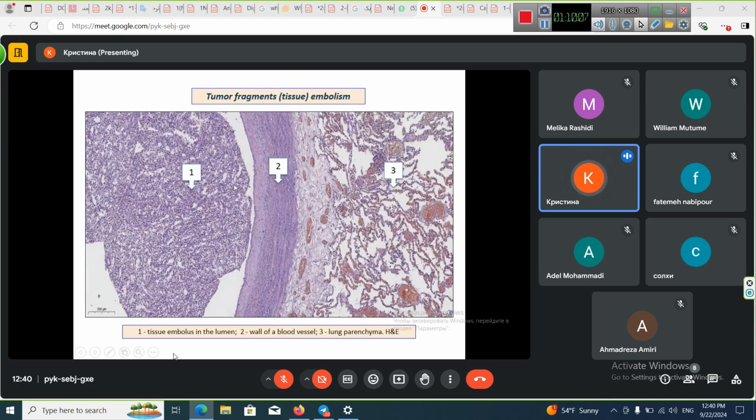The same at high magnification. Number two shows us the wall of the blood vessel. Number one shows tissue embolus in the lumen. You see here no attachment of the tumor to the blood vessel wall. Number three shows us the parenchyma of lung. Still rather normally looking because the alveoli are not filled with any tissue, they are filled with air, and the walls between them are rather thin. But your topic is not about the lung, it's about this part, number one and two.